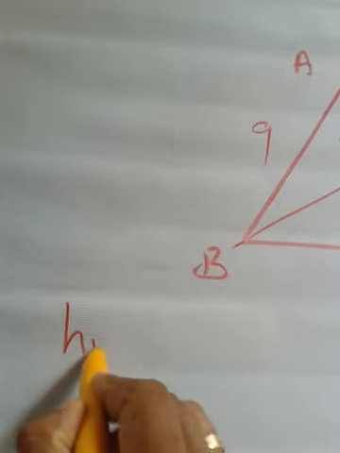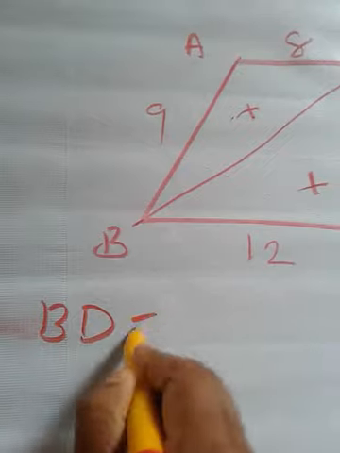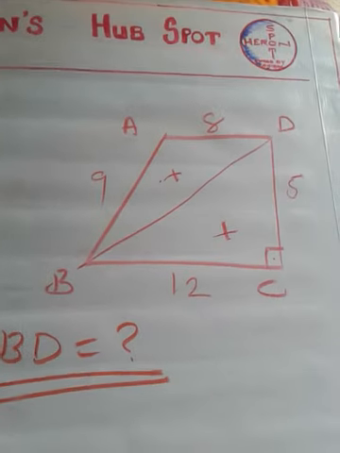In order to calculate BD, what is the length of BD? We must know about that. How can we calculate BD?